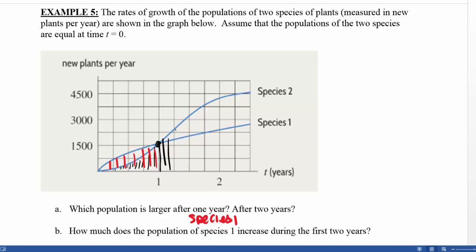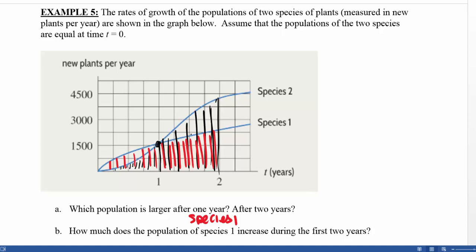However, if we look at what's going on after 2 years, we can see that what happens is that species 2 starts growing a lot more rapidly, and then species 1 doesn't grow quite as fast. So what we probably want to do is we want to approximate the area of each of these to get a sense of how big they are.